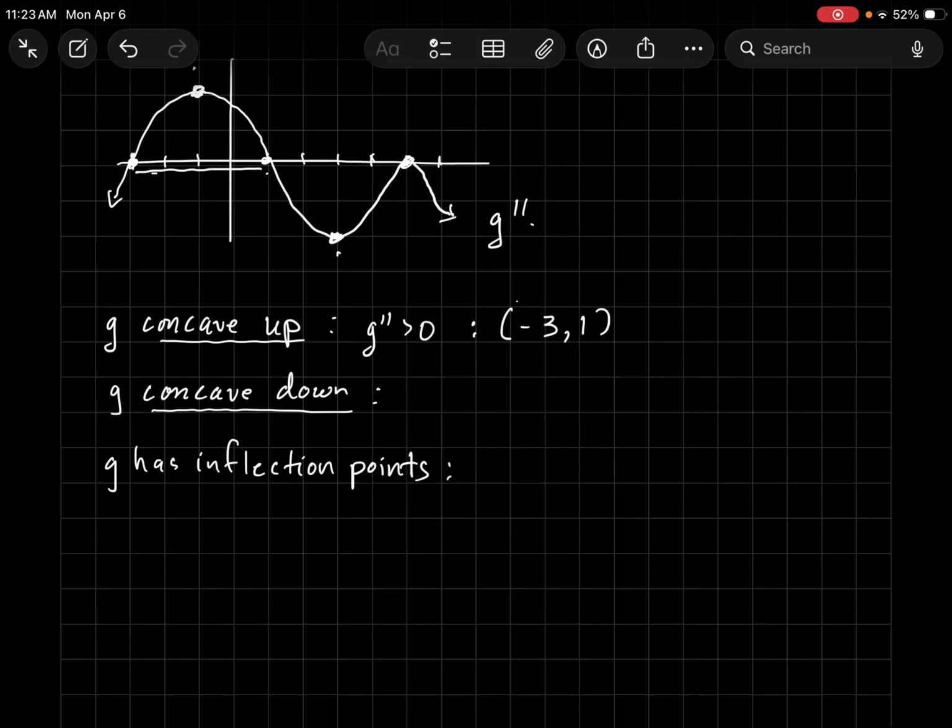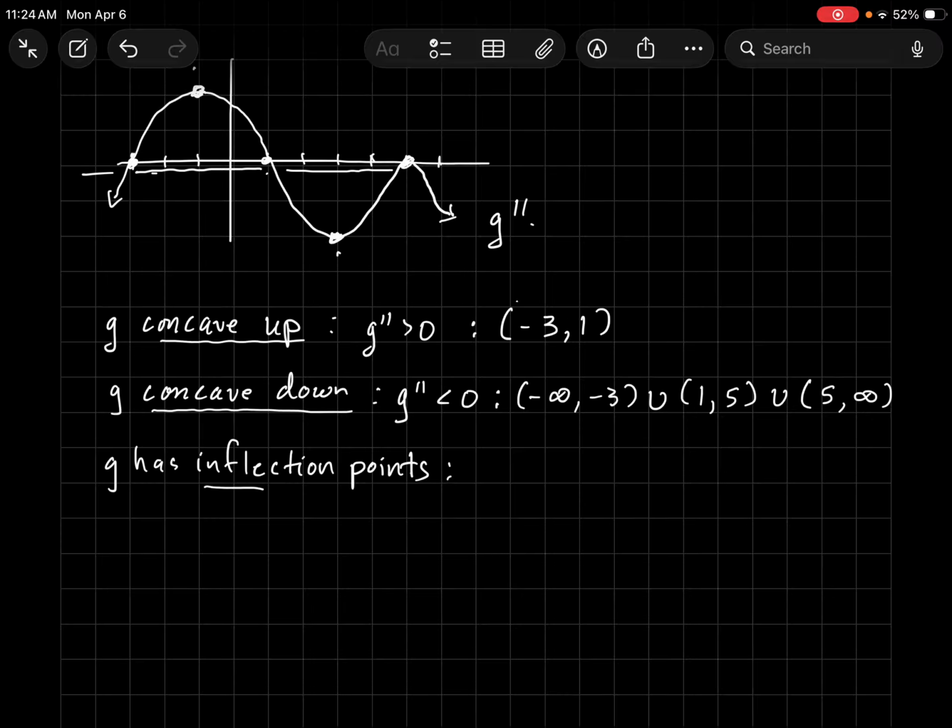Where is g concave down? When g double prime is negative. That's the truth. Now I can look and say, well, I have g double prime. Where is g double prime negative? Well, first of all, everywhere up to negative 3. And then from 1 all the way to 5. And then starting again on the other side of 5. Because at x equals 5, g double prime is 0.